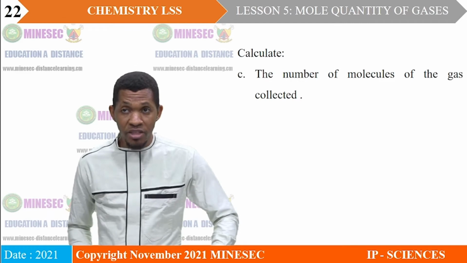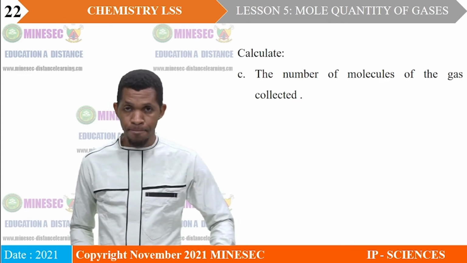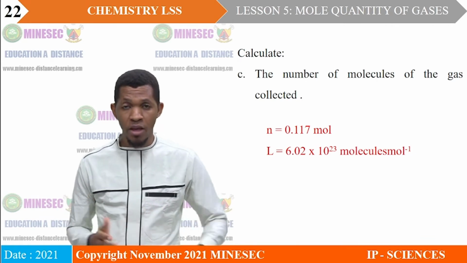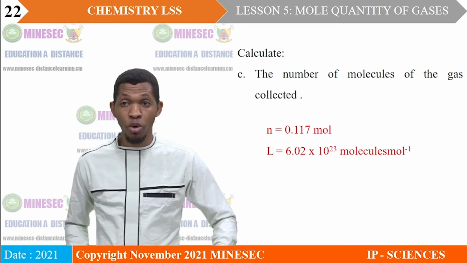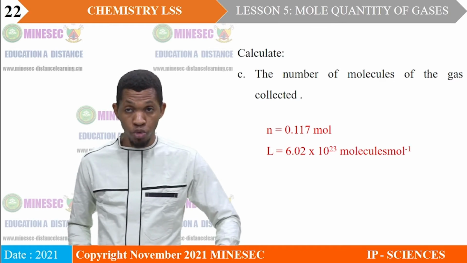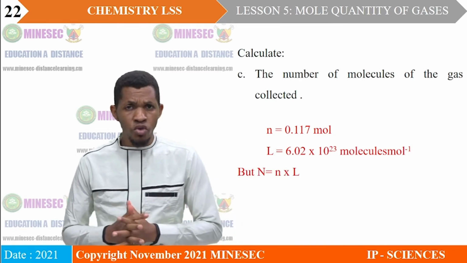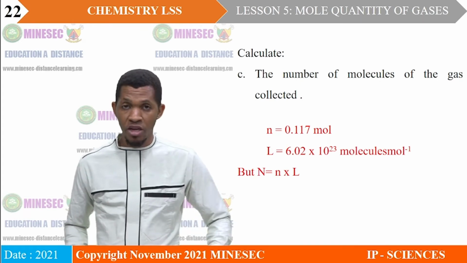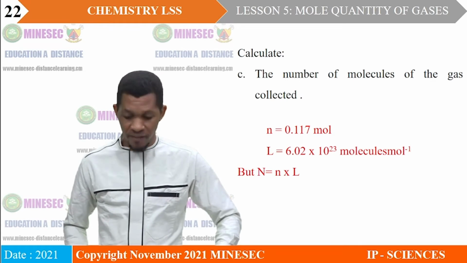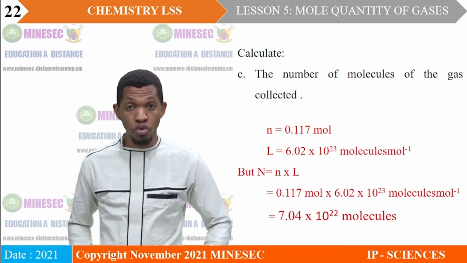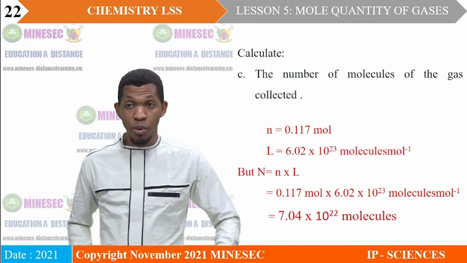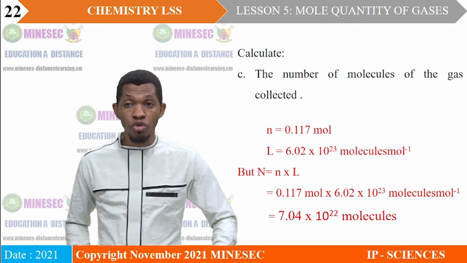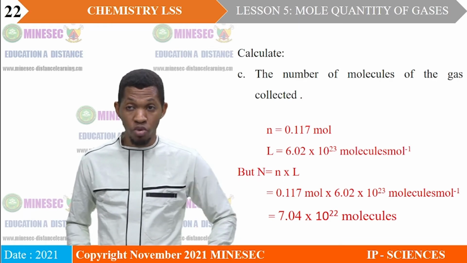C, calculate the number of molecules of the gas collected. Number of moles of the gas calculated is 0.117 moles, and the Avogadro constant is 6.02 times 10 to the power 23 molecules per mole. Number of molecules is given by the formula number of molecules is equal to number of moles times Avogadro constant. Substituting number of moles and Avogadro constant with their values, we have number of molecules is equal to 0.117 moles times 6.02 times 10 to the 23 molecules per mole, which simplifies to give us number of molecules to be 7.04 times 10 to the power 22 molecules.